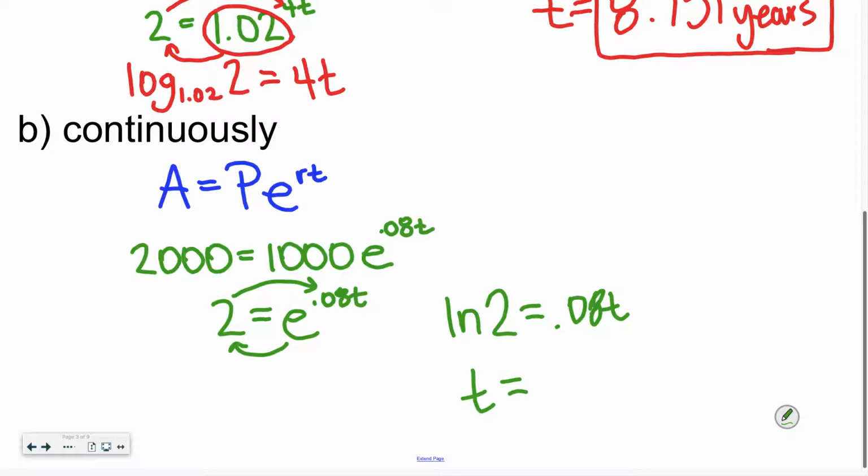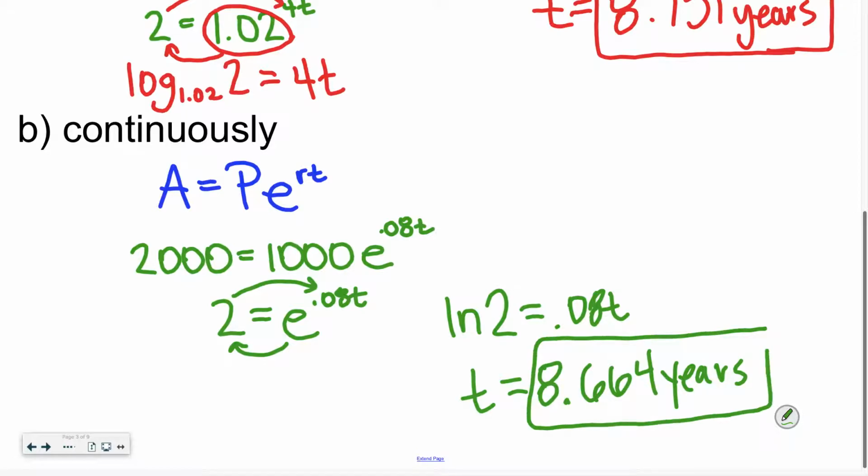So we have a natural log. All right, what do we get? I bet 8 point something. Okay, so like we said, it won't take quite as long. I mean, we got, what, like a month ahead. So it's really not that much faster, but it's at least a little bit faster.